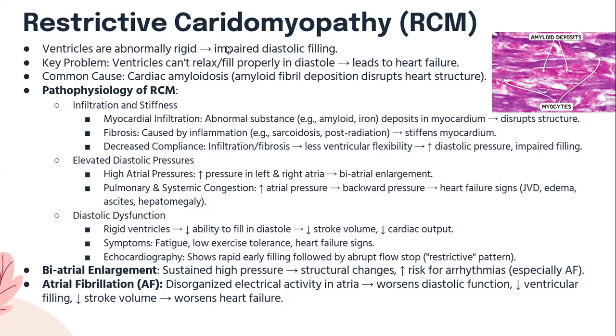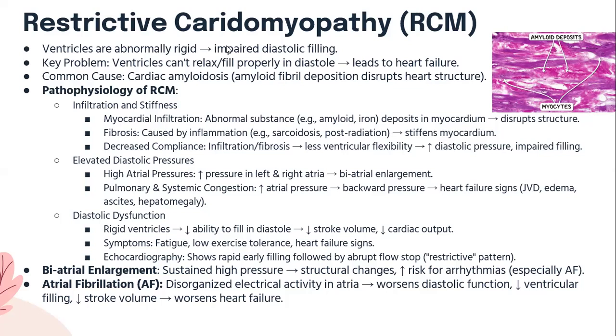First one, myocardial infiltration. So the primary causes of RCM include the infiltration of abnormal substances, such as amyloid fibrils, into the myocardial tissue, or deposition of substances like iron in hemochromatosis within the myocyte. This infiltration actually disrupts the normal myocardial architecture.